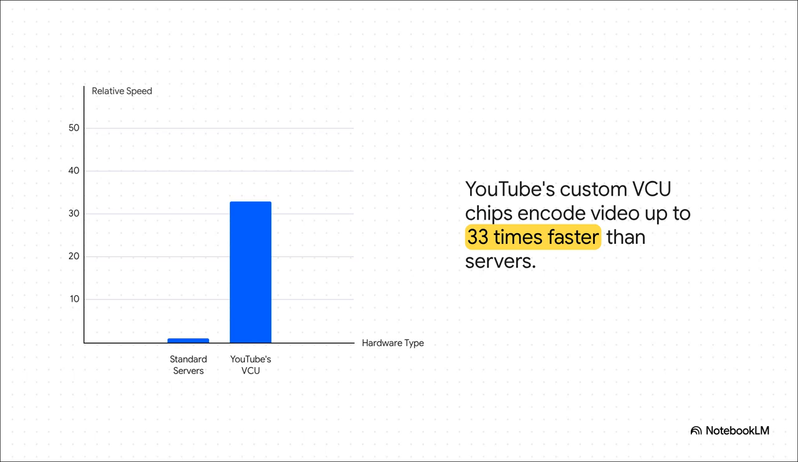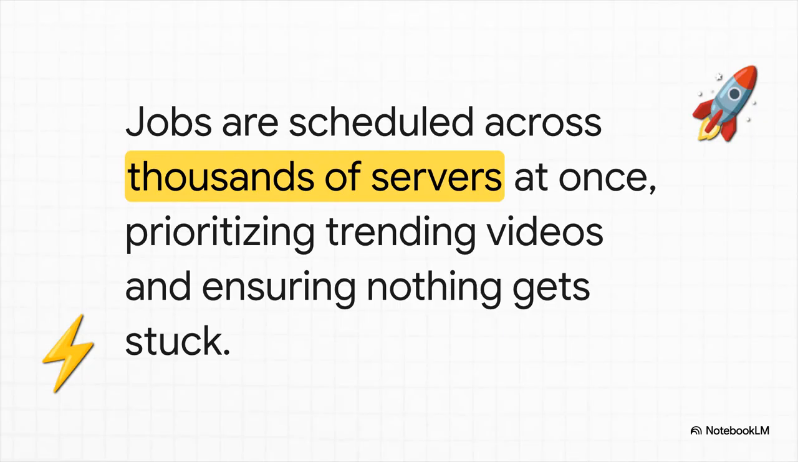That's a game changer. And to get the most out of all that power, the system schedules these transcoding jobs across thousands and thousands of servers all at once. It's basically one giant distributed computer. And it's smart, too. It prioritizes videos that are starting to trend, so they get processed first. This whole parallel processing thing is how a video can show up on the site fully processed in every single format just moments after it's been uploaded.